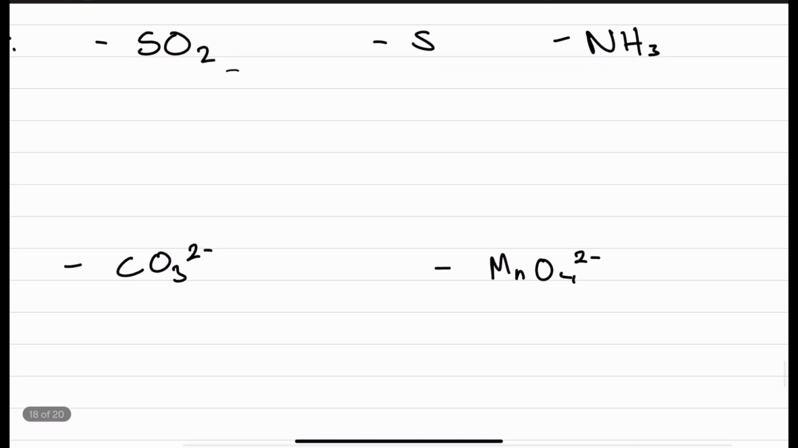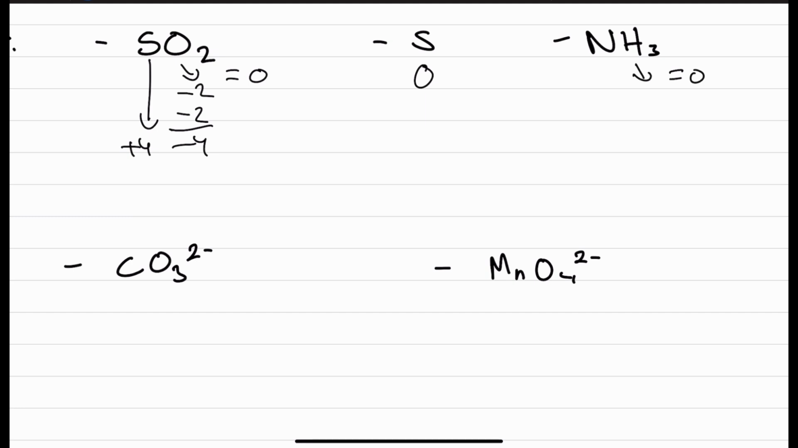SO2. We know that SO2 has an overall charge of 0. We know that oxygen will have a -2 charge, and there are 2 oxygens, so there's 2 -2s, which is -4. Therefore, to get 0, S must be +4. There you go. S on its own, 0. NH3. We know the overall charge is 0. We know that hydrogen will be +1, +1, +1. Therefore, it will be overall +3, and nitrogen must have a -3 charge.